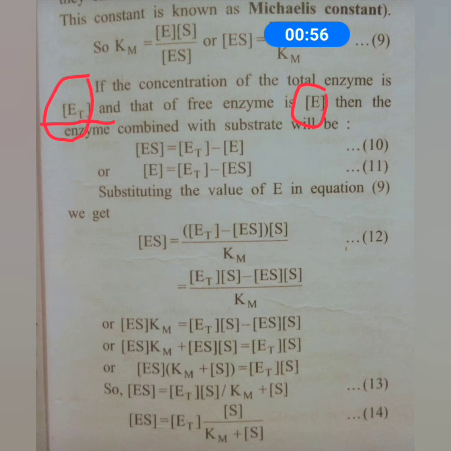Then you know that the enzyme which has combined with the substrate, ES, is equal to total enzyme minus enzyme which is free. Suppose girls, to understand this, I have 100 molecules of enzymes, right? And suppose 40 enzymes are still free, and 60 of them have already bound to the substrate. So those which have bound to the substrate are given by ES, right? They have bound with the substrate, so they give rise to the ES complex.